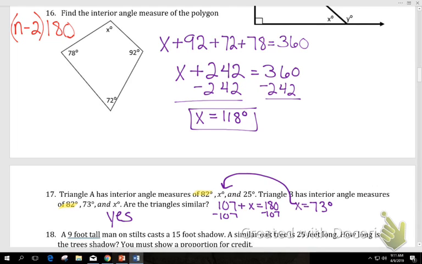All right, number 18, a man on stilts. 9-foot tall man. So he's not actually 9 feet tall. He's standing on stilts. What do you need to solve this? It starts with a P.